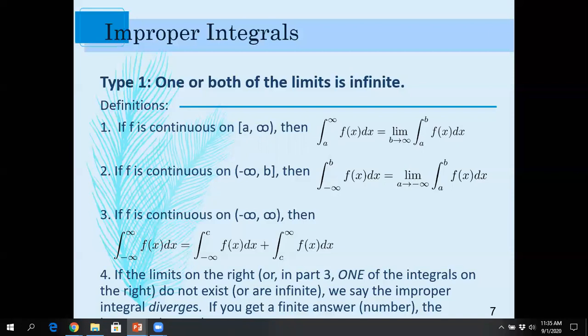Similarly, if I have negative infinity as one of my endpoints, I take the limit as a goes to negative infinity of the integral from a to b. Yes? Does this strategy make sense, what we're trying to do here? Okay. What if I'm on the interval from minus infinity to infinity? Then what am I going to do?